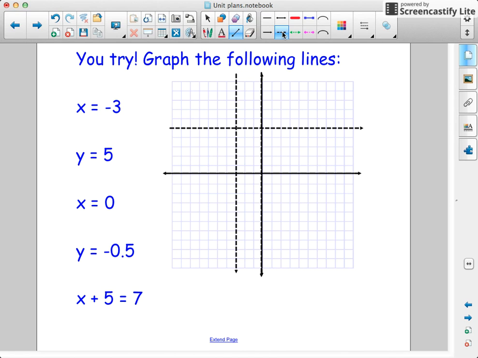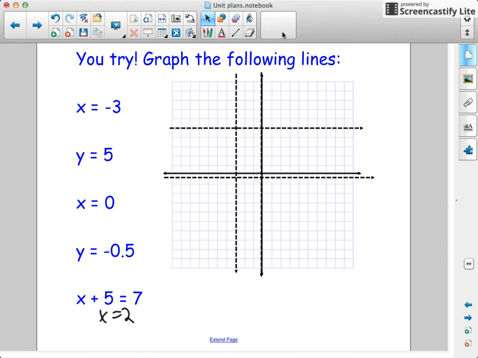y equals negative 0.5. It's going to be halfway between 0 and negative 1. And if I solve for x on this one, x equals 2. So that's a vertical line right there. So make sure you have those correct.